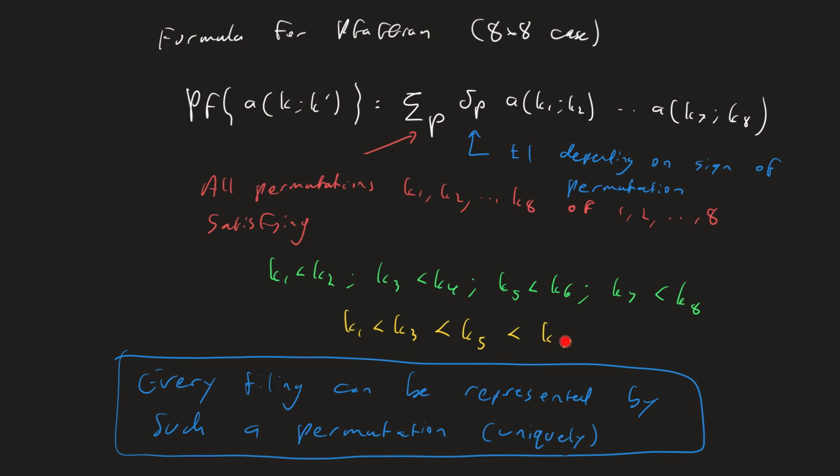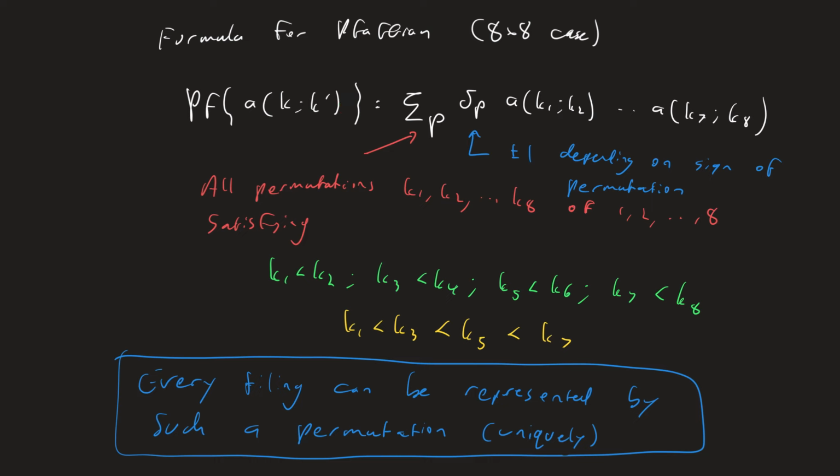The other constraint we have is that the first number in each pair has to be in ascending order. So k1 is less than k3 is less than k5, which is less than k7. And roughly speaking, this corresponds to the ordering in which we specify our tiling. When we want to tile the grid, roughly speaking, we'll tile it from left to right. Well, this makes precise the order in which we want to specify our tiling. And indeed, it will be seen that every tiling can be represented by such a permutation in a unique way. And that's what we will explain next.